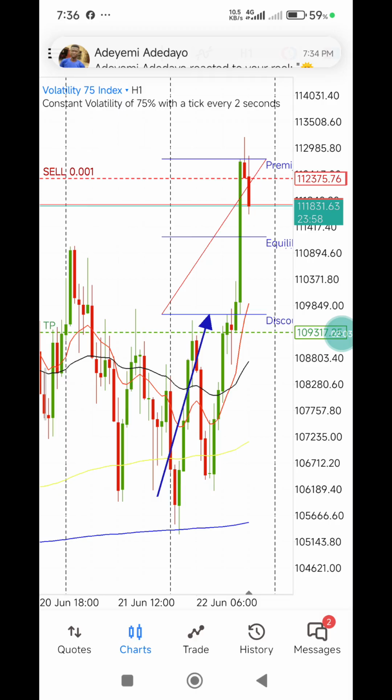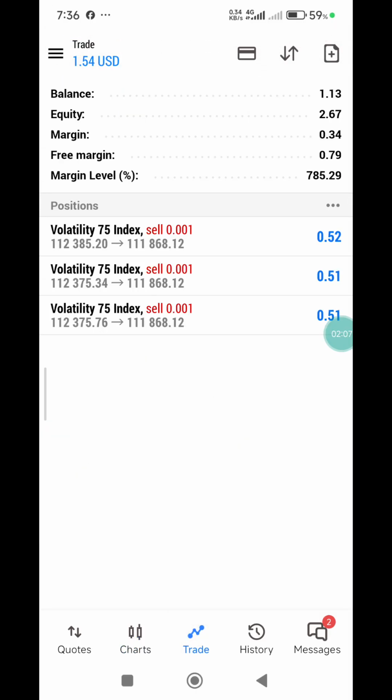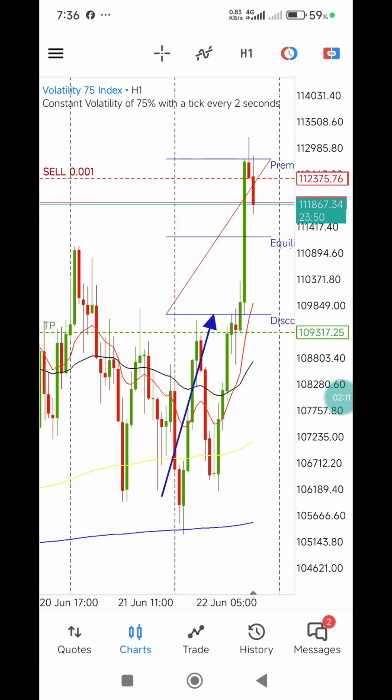This is a live account. You can see this is a live account. So you can see the purging of the candle. This CRT candle happened at a key level time.